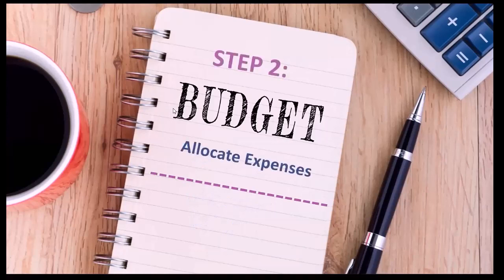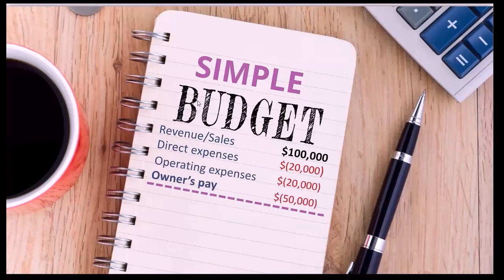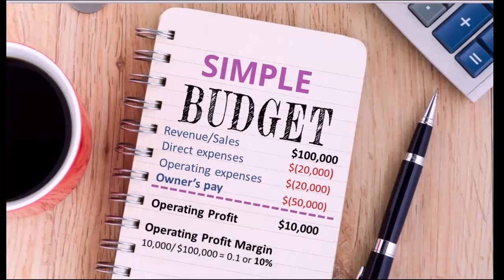Step 2, we're going to allocate expenses. Expenses of $90,000. So let's look at it. Our sales are $100,000. Our expenses are going to be allocated to direct expenses of $20,000, operating expenses of $20,000, our own pay of $50,000, and that's going to leave us with operating profit of $10,000.